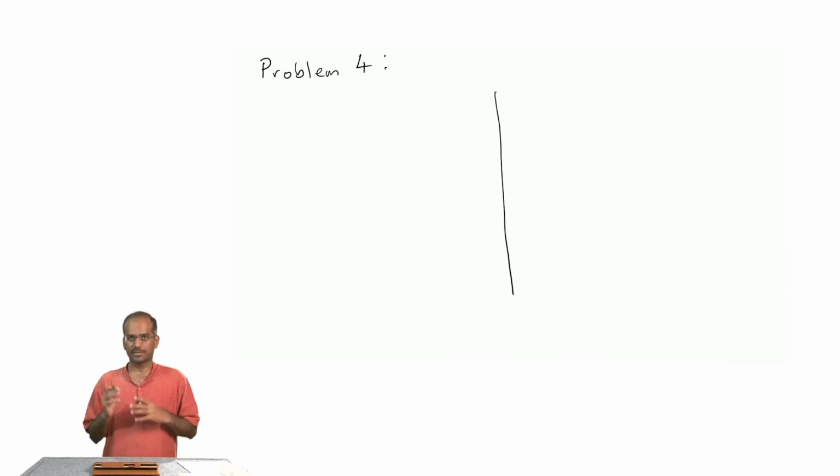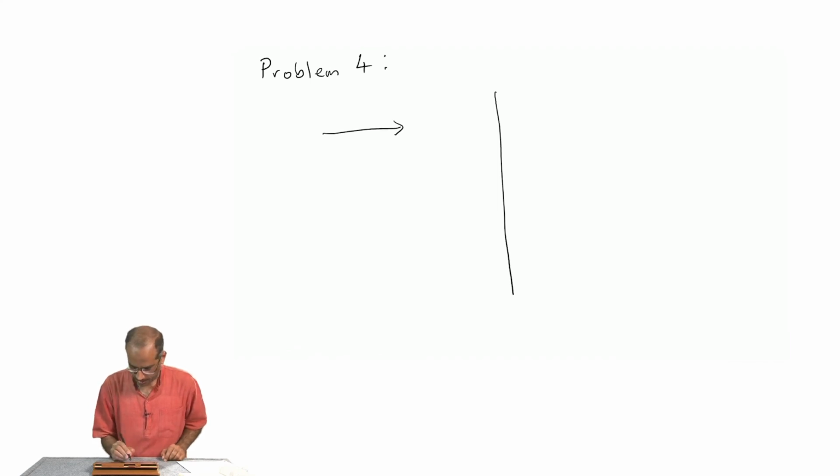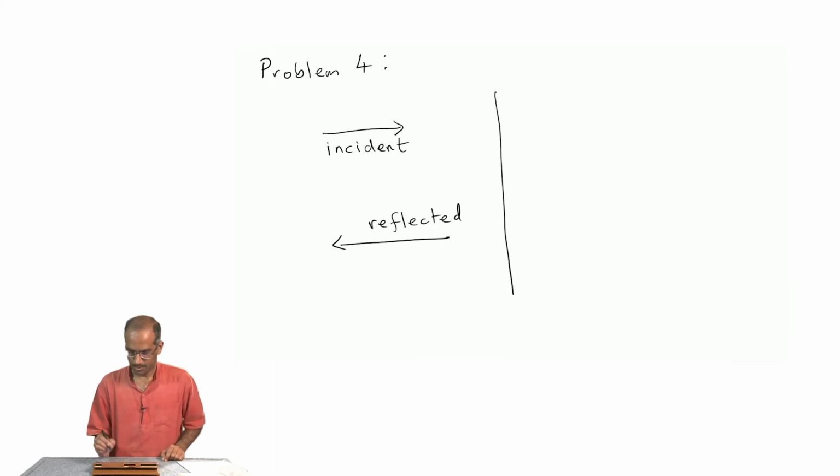So, it is the same question that keeps occurring again and again. Suppose sound waves travel from one medium to another medium, what happens? So, you have an incoming waveform and a reflected waveform. So, this is reflected, this is of course the incident wave, and then there is a transmitted wave in the second medium.